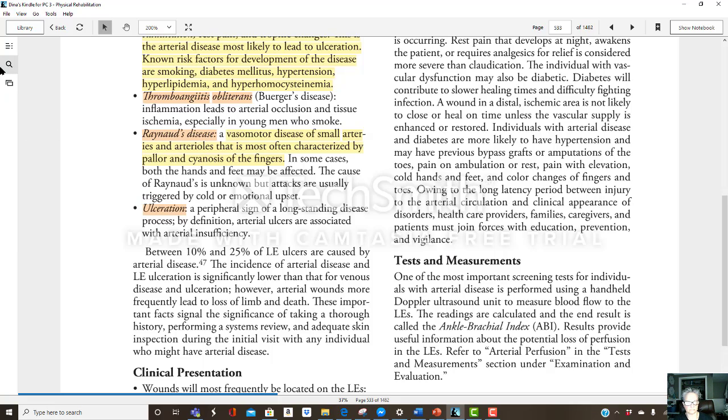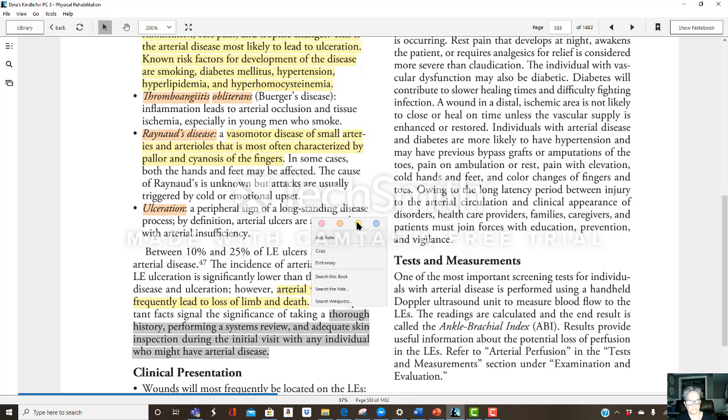By definition, arterial ulcers are associated with arterial insufficiency. Between 10% and 25% of the ulcers are caused by arterial disease. The incidence of arterial disease and ulceration is significantly lower than that for venous disease and ulceration. However, arterial wounds more frequently lead to loss of limb and death. These important facts signal the significance of taking a thorough history, performing a systems review, and adequate skin inspection during the initial visit with any individual who might have arterial disease.